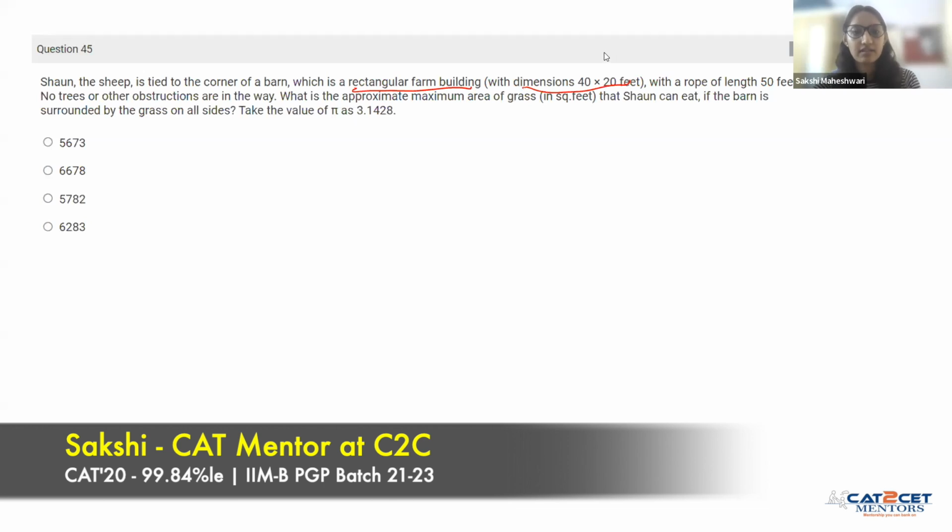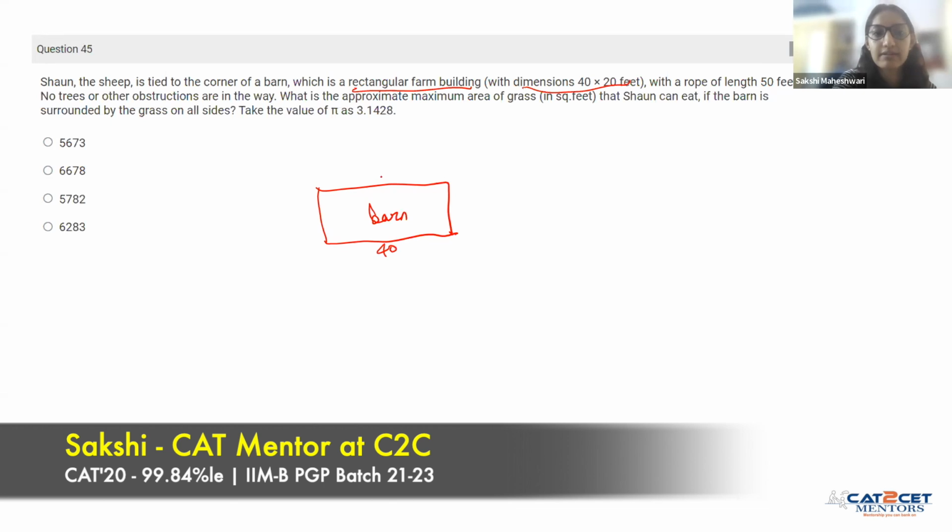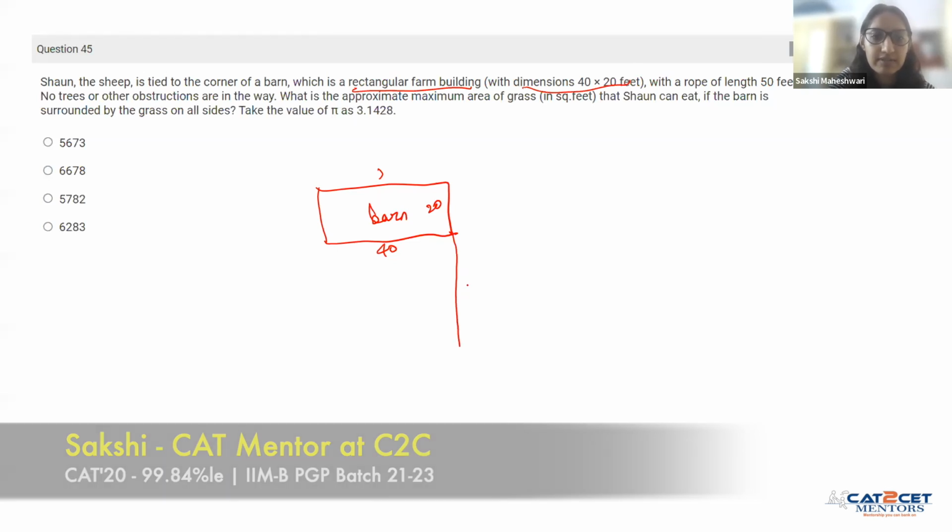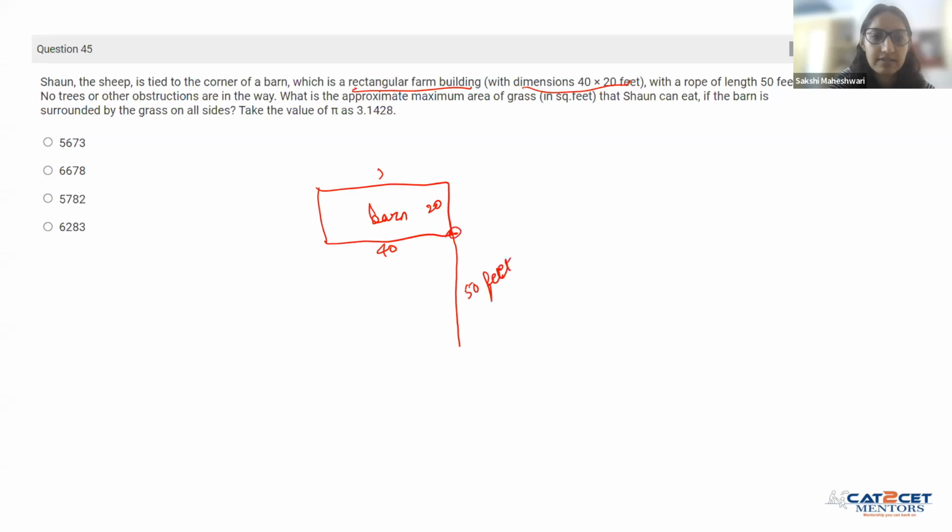Anyone who was there, do you remember that this question was there in the first MasterCAT as well? Okay, we'll just go through it again. This question says that there is this rectangular farm building, a barn, which has measurements of 40 and 20. It's tied with a rope of length 50 feet. Let's assume it's tied here. And no trees or obstructions are there in the way.